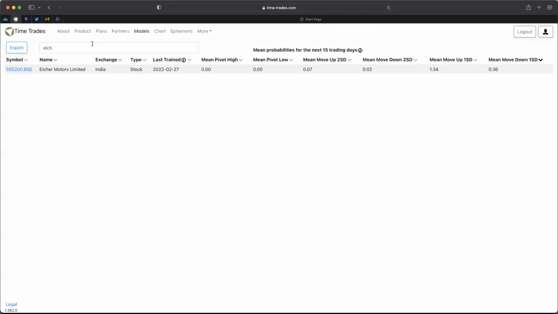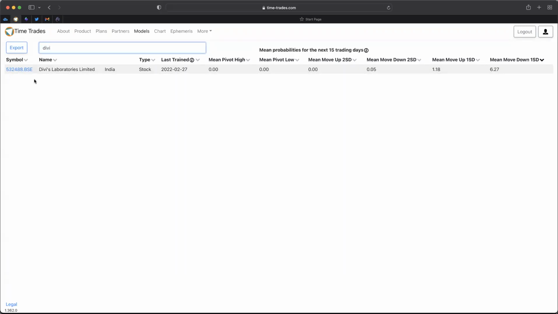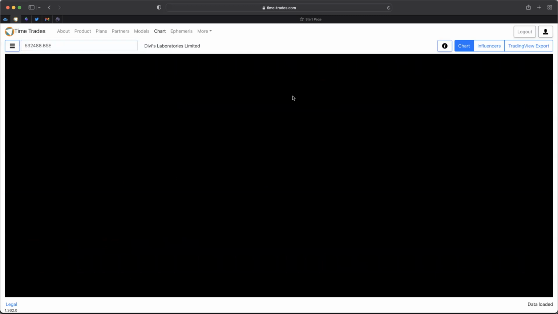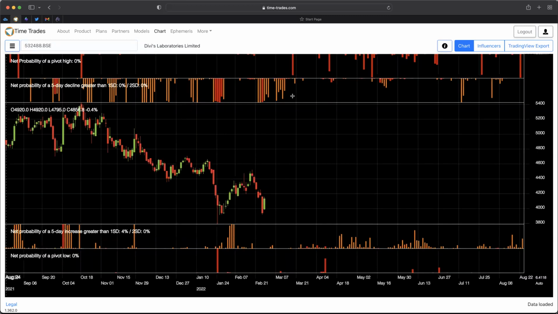So we go to the models page and we can take a look at Divi's. And Divi's Labs is another short that worked out really well in the last week or so. And it looks like we're going to have another wave down starting next week. We might get a couple days down this week, but next week, the week ending March 11th, it looks like there's another cluster of high probability down days in Divi's Labs.